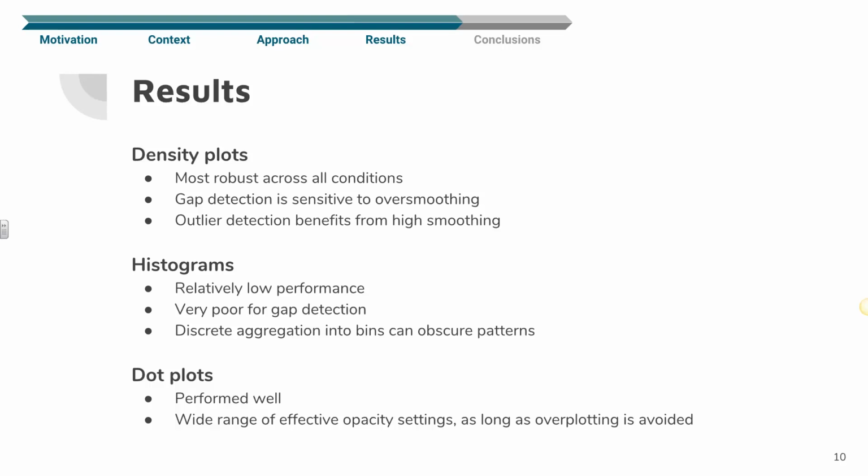They were terrible for gap detection, and aggregating the data into discrete bins can obscure data patterns, flaw patterns. Dot plots performed well, and you could use a wide range of opacity settings as long as you're dealing with the overplotting issue. So as long as you lower the opacity to some degree so that you could see data being plotted on top of each other, a wide range of those settings is effective.